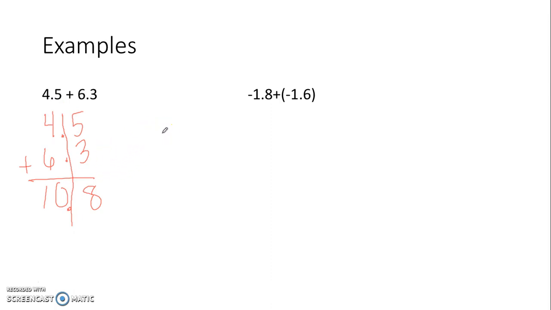Alright, so what if they were both negative? Negative 1.8 plus negative 1.6. So it's the same exact thing. So we know since they're both negative, you add again. So 1.8 plus 1.6. Alright, 8 plus 6 is 14. So 4, carry the 1. You bring that decimal point down. 1 plus 1 plus 1 is 3. We look at the signs as negative plus a negative, so that means that the answer has to be negative. So the final answer is negative 3.4.